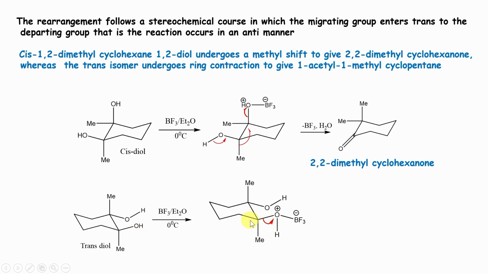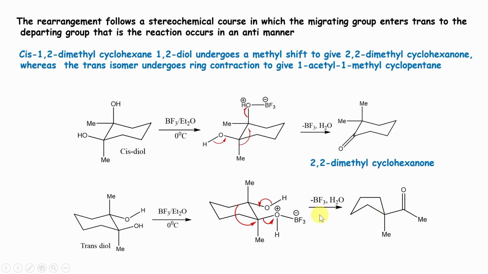See, this methyl group and these groups are not anti to each other, but this methylene group and this leaving group are anti to each other, and hence this methylene group enters this carbon atom, because this leaving group and this methylene group are anti to each other. Thereby ring contraction takes place in this Pinacol-Pinacolone rearrangement. Thereby we will get this pinacolone. Ring contraction, it is the 6-membered ring becomes 5-membered ring.